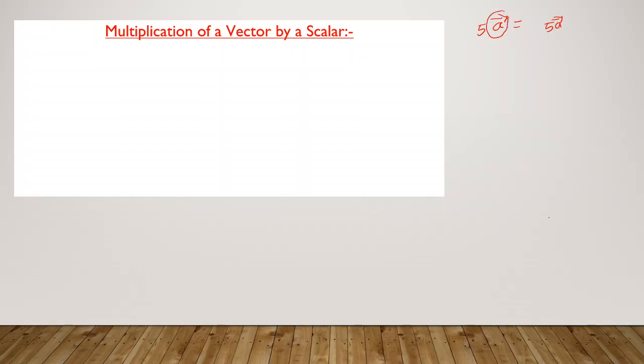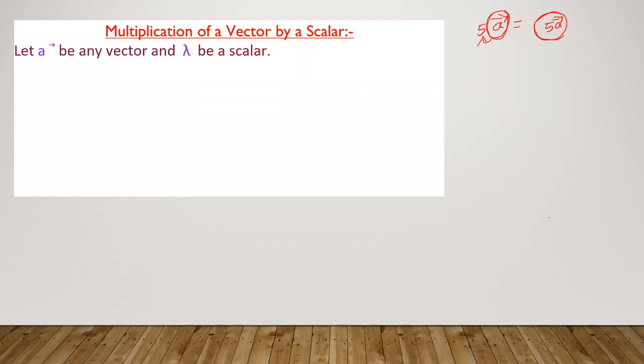Here, vector A is one vector. I'll multiply this with one scalar, one number. I'll multiply a vector by a number. Then my new vector, my resultant vector, will be this one. Got it? Okay. So the same thing I'm studying here.